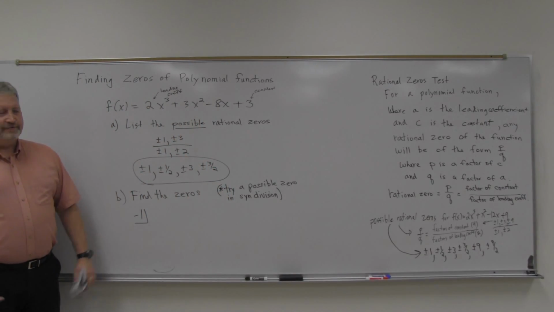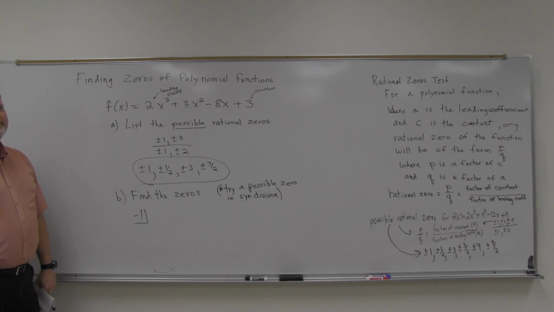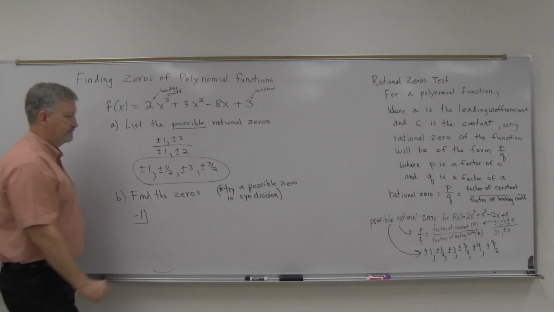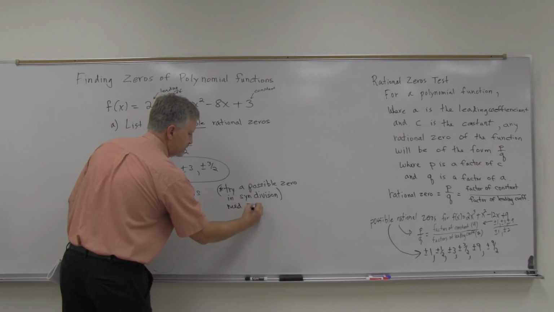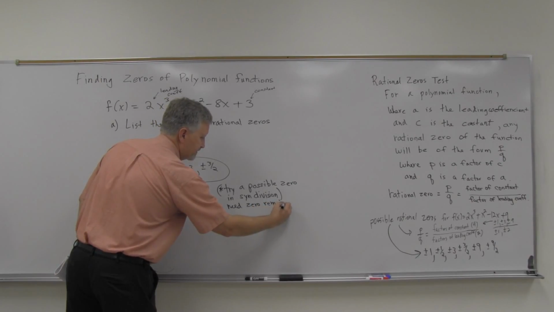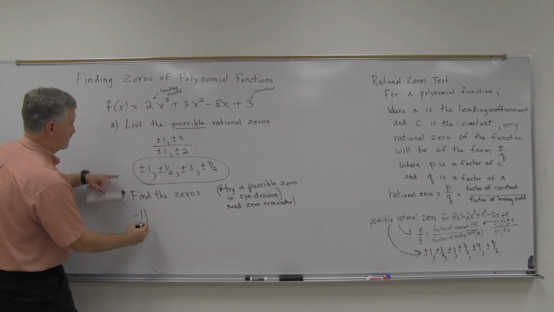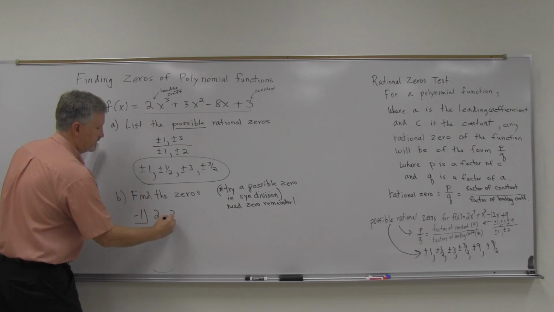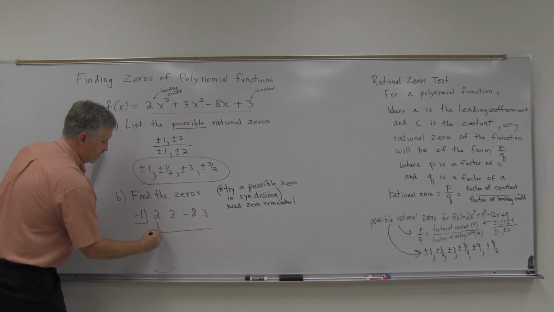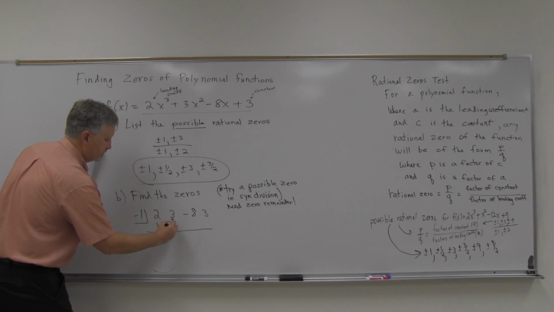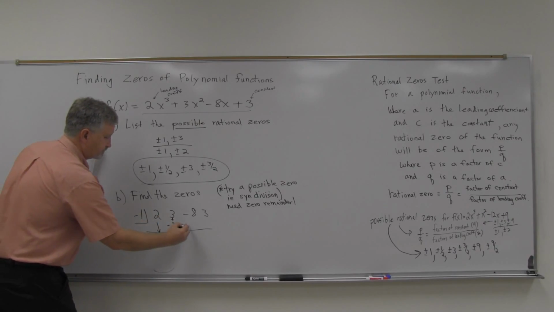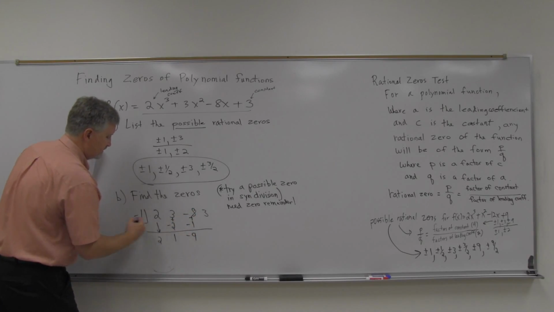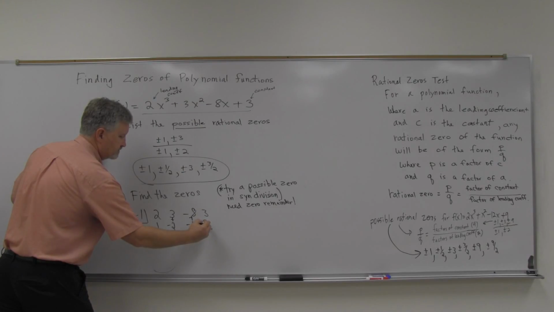Hopefully it will. So we're looking for a zero at the end, correct? To be a zero, you have to have a zero remainder, based on our previous discussion. All right, so does -1 work? Here are my coefficients: 2, 3, -8, and 3. Bring down the 2, so 2 times -1 is -2. 3 minus 2 is 1. 1 times -1 is -1. -8 minus 1 is -9. And -9 times -1 is +9.